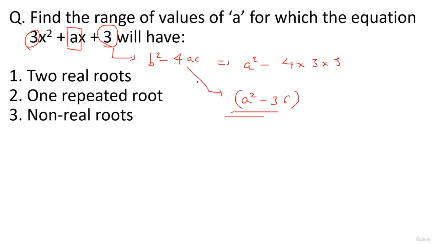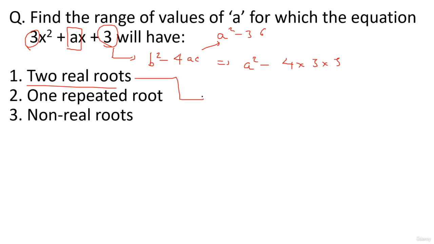Now we look at the question separately. The first question is two real roots. Roots are real when the discriminant is greater than 0. So for the first question, we simply put delta greater than 0. So a² − 36 is the value of delta. So for two real roots, a² − 36 should be greater than 0, or a² should be greater than 6².